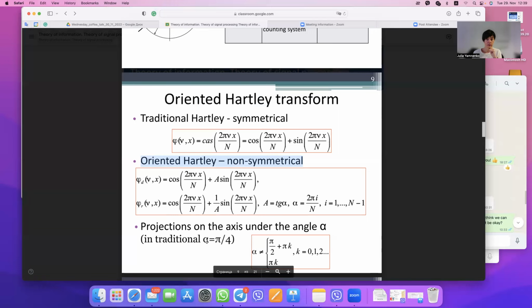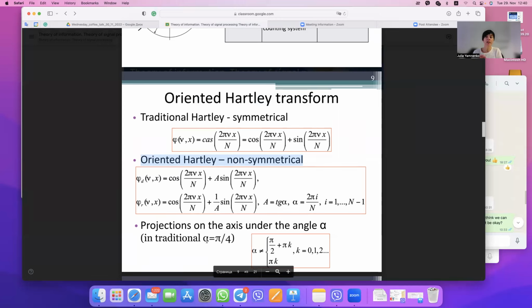And if we have a look at the geometric view, the additional axis that in the traditional Hartley transform was traced under the angle of 45 degrees will here be traced under a new angle, the angle alpha, that may not be equal to 45 degrees. And that is why this method is called the oriented Hartley transform. We rotate it by changing the angle of the additional axis, and thus the transform as a whole is oriented.